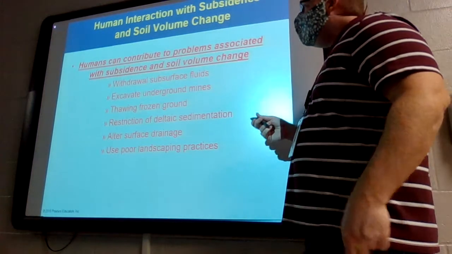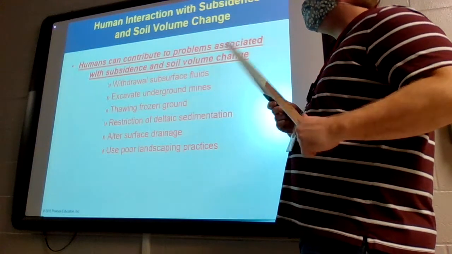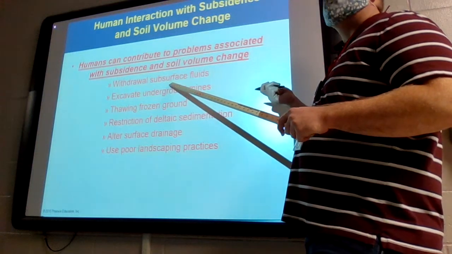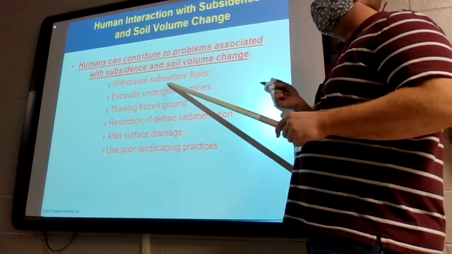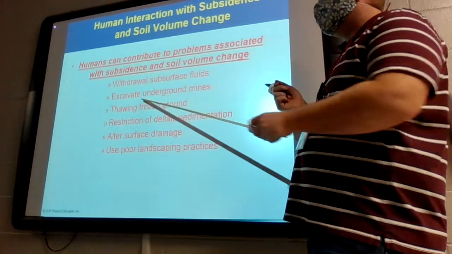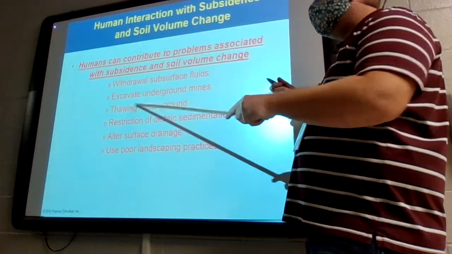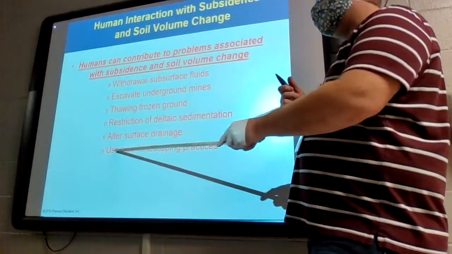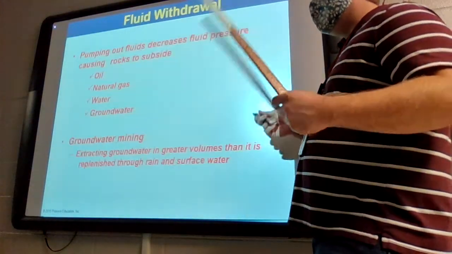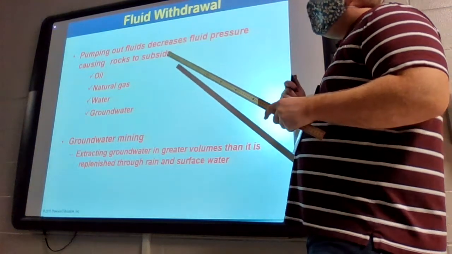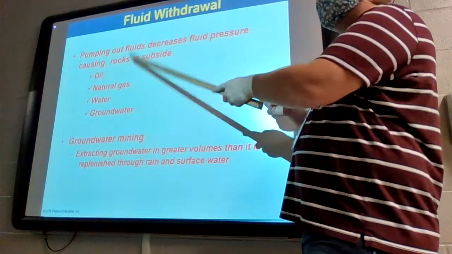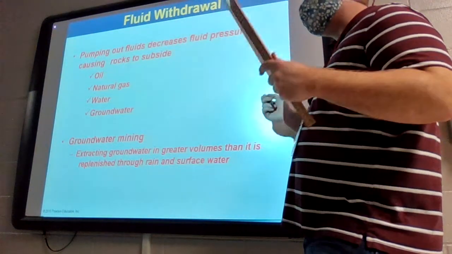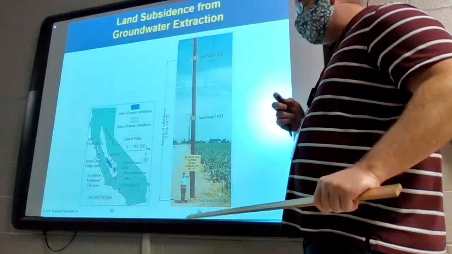So what can humans contribute to problems associated with subsidence? We can draw out surface fluids, so we can pump water from underground reservoirs, excavate underground mines, thaw frozen ground, restrict the deltaic sediment, alter surface drainage, use poor landscape practices. We can affect all of those. So fluid withdrawal, taking out oil, water, natural gas. If you pump that stuff too fast, the ground isn't going to be able to hold up its own weight, and you're going to have sinking.